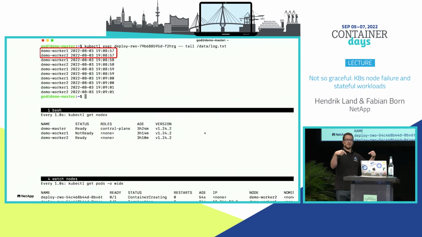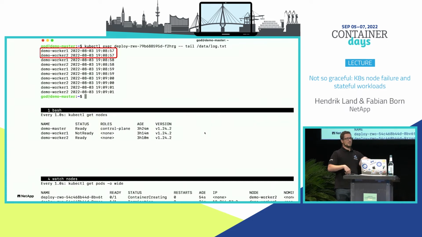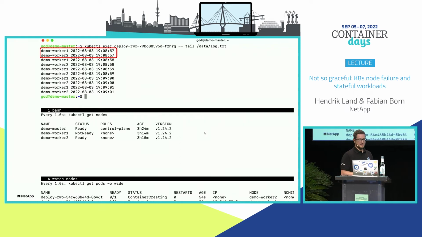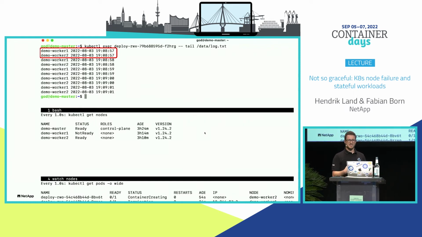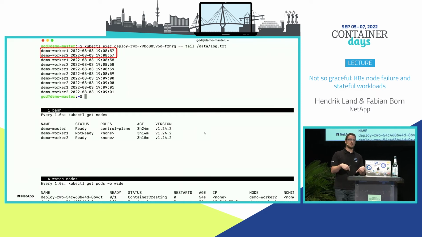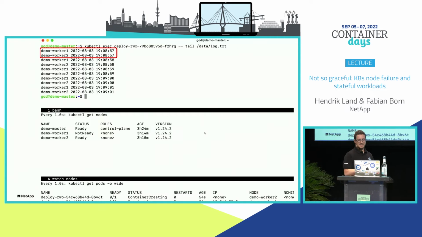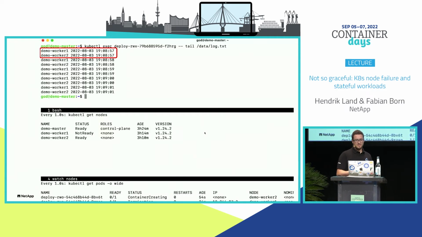If your application is not built for this, this is the point where you have data corruption. Two processes writing to the same file. You might have some file system locking mechanisms. You might have some SCSI blocking in there, but there's no guarantee, right? At this point, you could have data corruption. So that's not good, right? But that's kind of what you get from this.